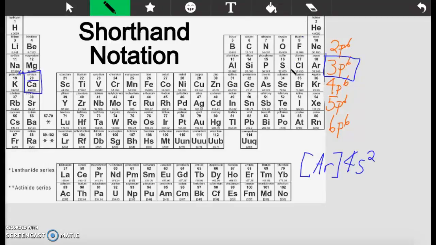So use your diagonal rule, memorize these 5 configurations, it shouldn't be too hard, it's just 5 things, and shorthand notation becomes a lot easier. You need to know this for the next unit and your take-home test that you're getting next week, because there's a good chunk of your test where you have to write shorthand notation. So make sure you know it.